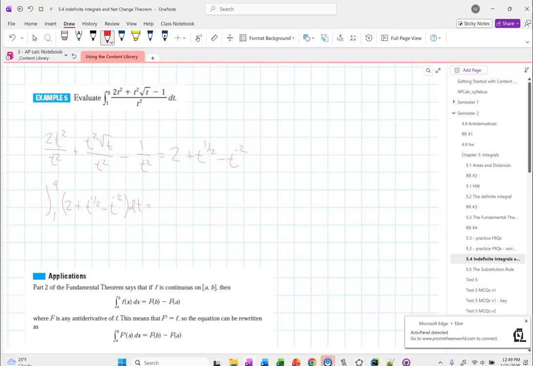So the antiderivative of 2 is? Well, t in this case, right? Because we're integrating with respect to t. But yeah, 2x is fine. And then the antiderivative of t to the 1/2 is? Okay, so that, right? And then antiderivative of t to the negative 2.